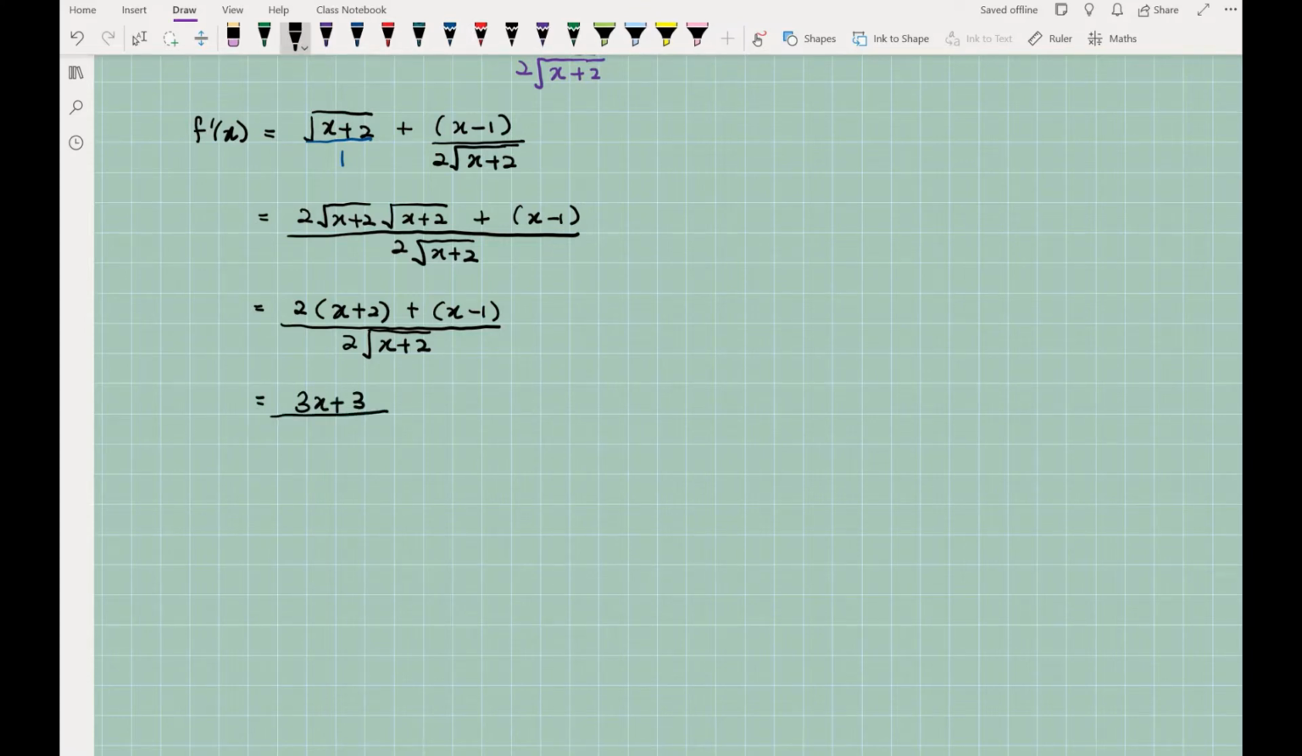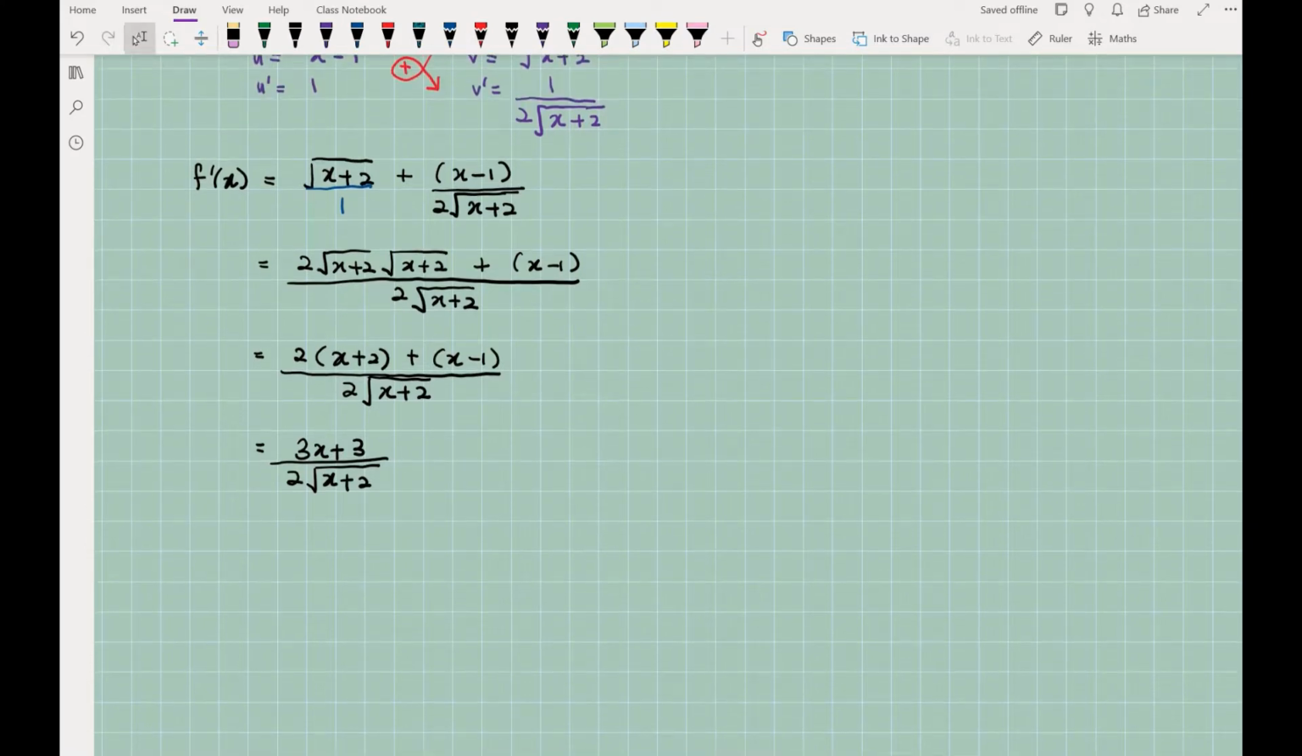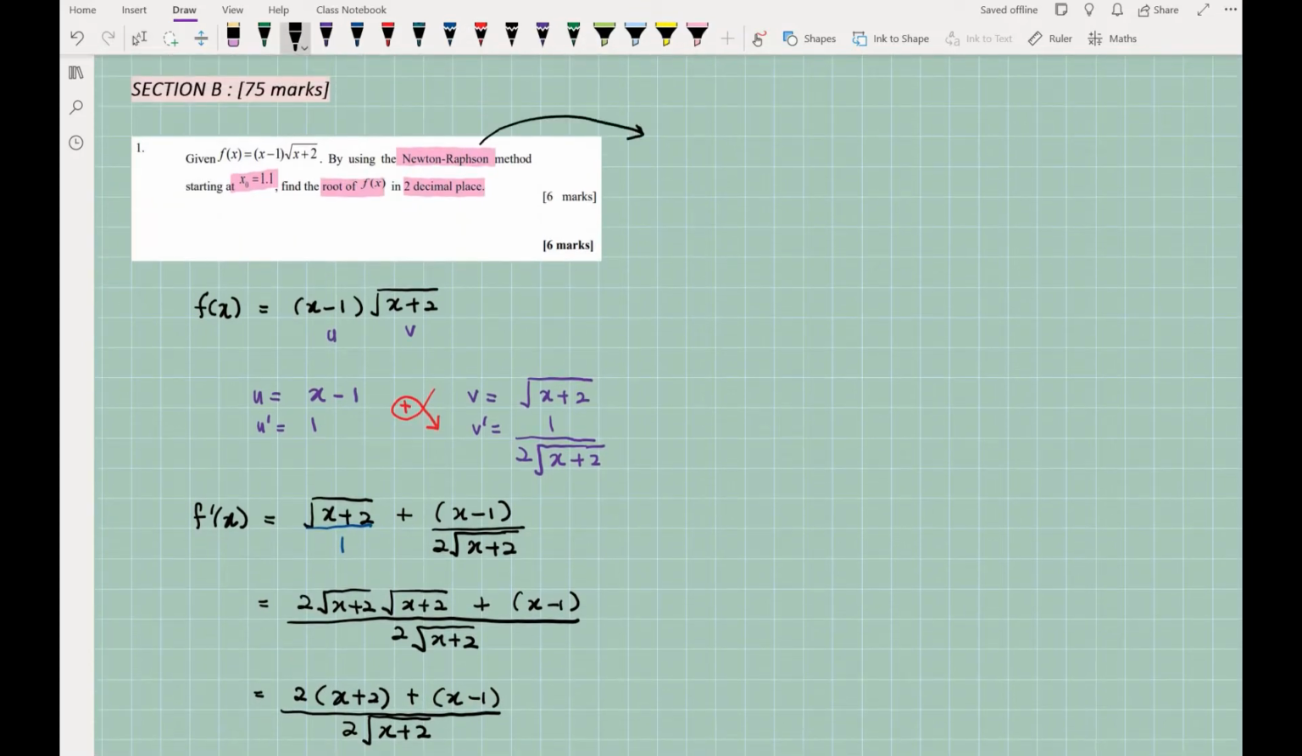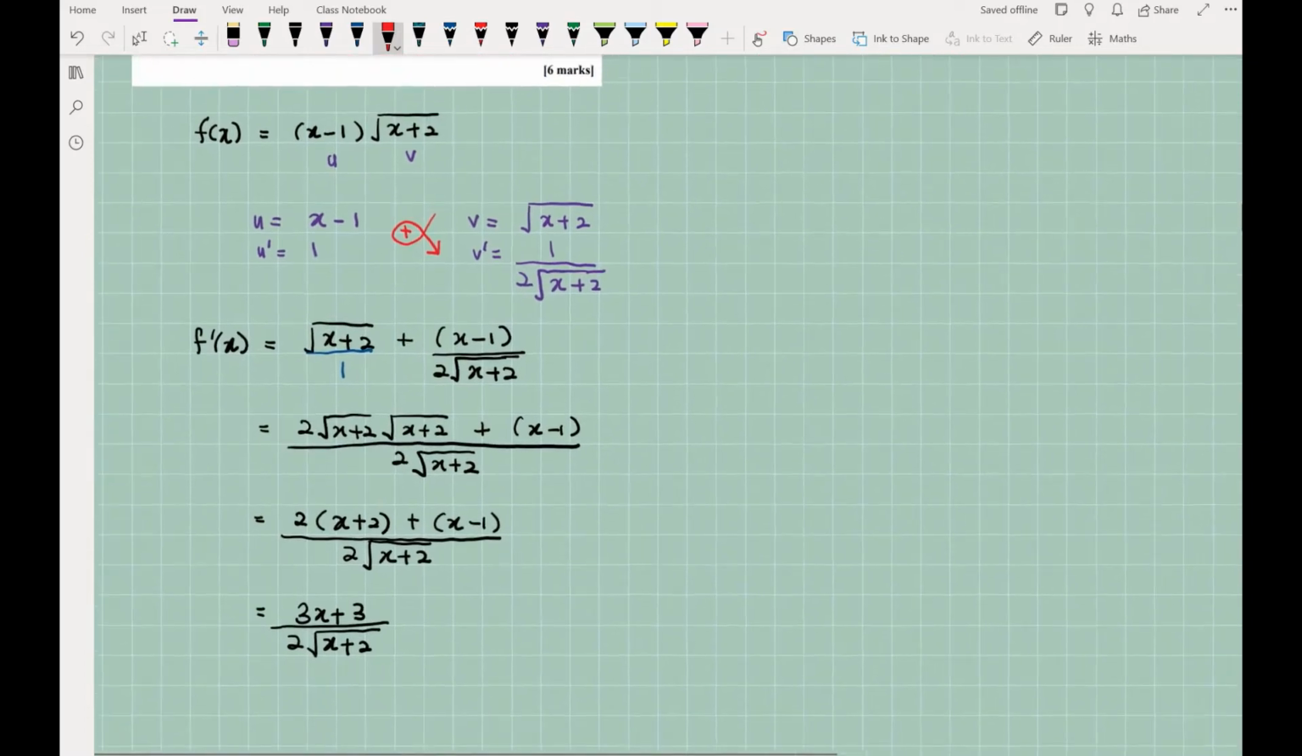Di bawah akan kekal sebagai 2 set X plus 2. Okay, so dari sini kita telah pun selesai. Belum jawapan akhir lagi, yang mana itu hanya untuk mencari F prime X. Kenapa kita kena cari F prime X? Because we need to use Newton-Raphson. You have to remember the formula untuk Newton-Raphson adalah Xn plus 1 is equal to Xn minus F of Xn divided by F prime of Xn. Sebab tu kita mencari F prime X di sini.